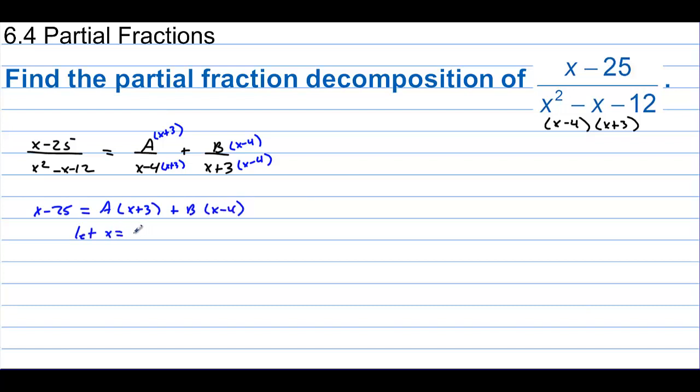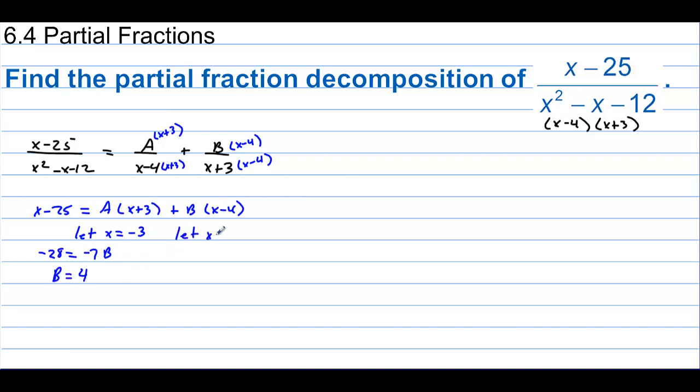Let x equal negative 3. That makes this piece 0 right here. And then we'll have negative 28 is equal to, if we plug negative 3 in over here, negative 7B. So B now is equal to 4.